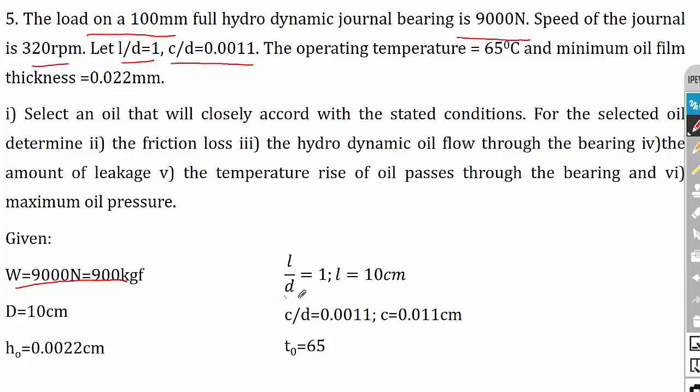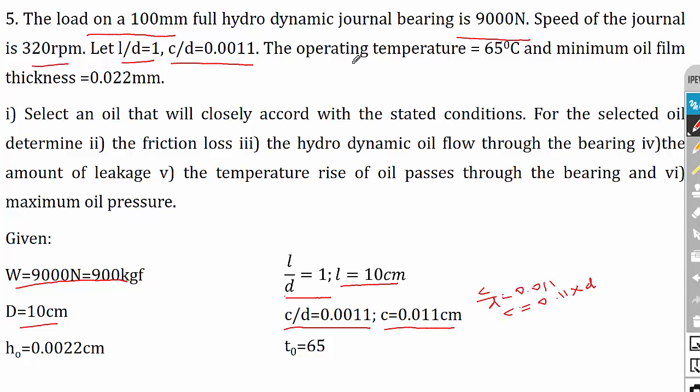Then let L by D is equal to 1 and C by D is equal to 0.0011. Okay. So L by D is given as 1, and the diameter is given as 10 centimeter. So I can substitute the value of diameter and calculate the length. So length is equal to 10 centimeter. Further, the C by D ratio is given, C by D is equal to 0.0011, so C is equal to 0.0011 into D. Like that we can calculate the value of D.